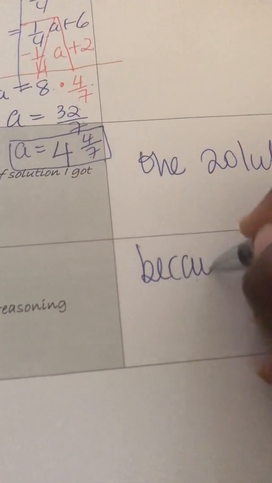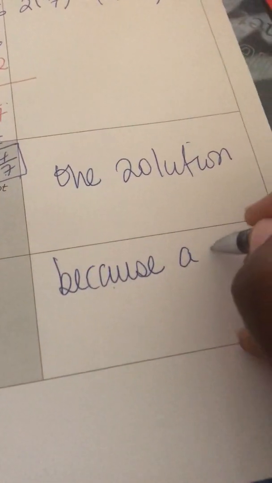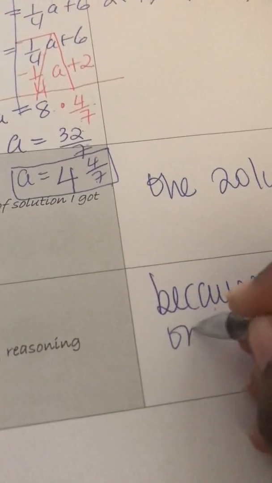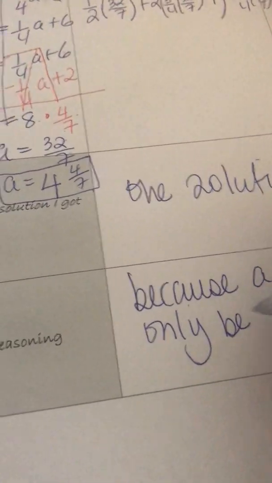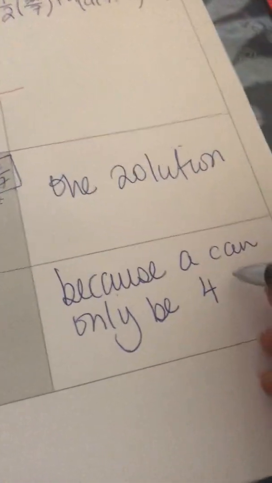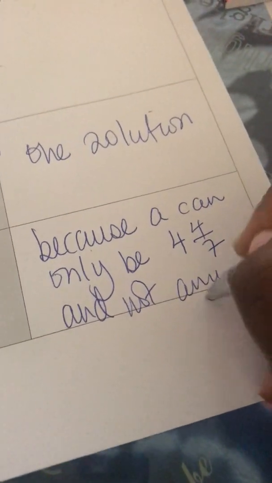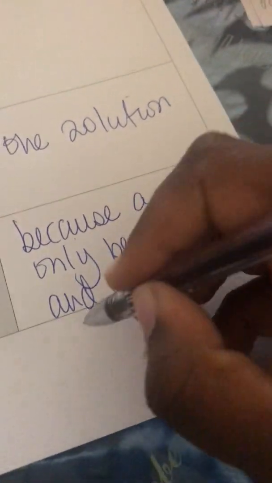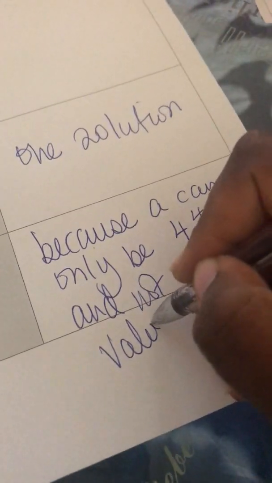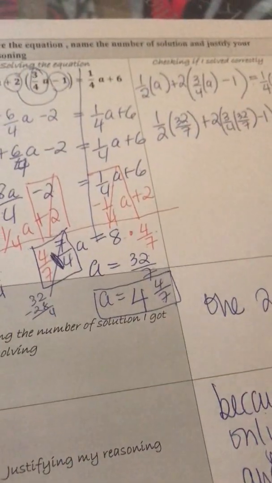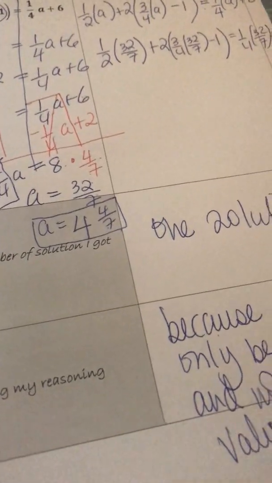Because a can only be 4 and 4 over 7. That's it, and not any other value. If you put another number, your check will be wrong. That's what that means. All right, the last two are word problems.